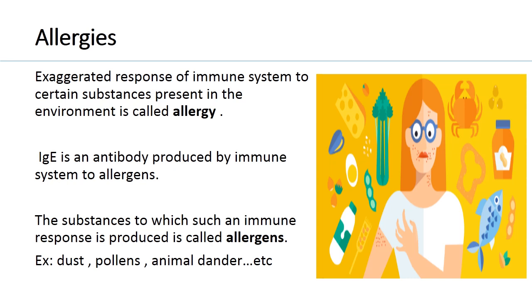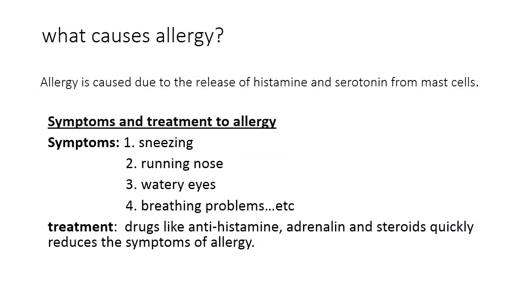And one more example of an allergen is animal dander. On the surface of some domestic animals like cats and dogs, the outer skin will peel off, and that is nothing but dander. Some people are allergic to that also. So these are a few examples of allergens. They cause allergic responses. Then the question is, what causes allergy?